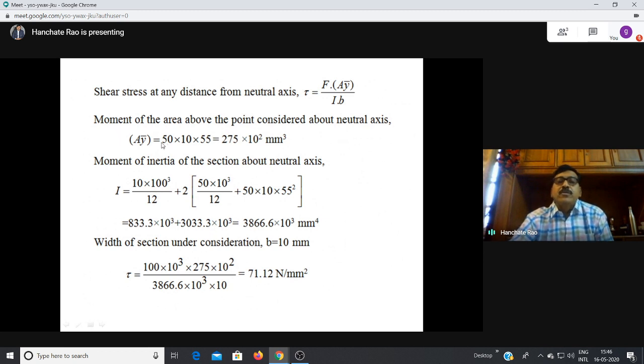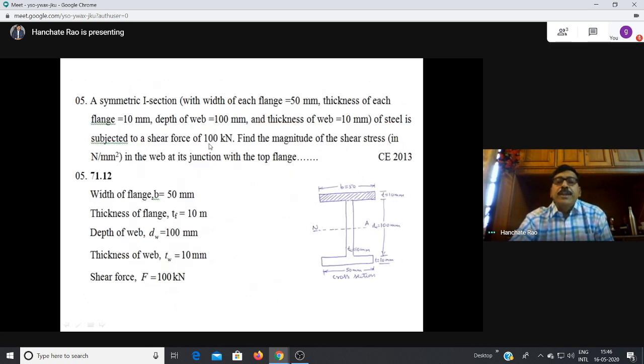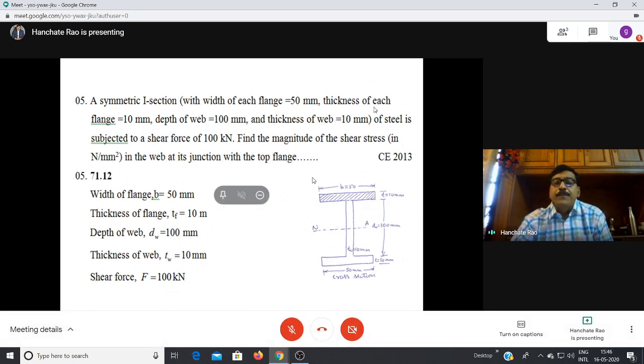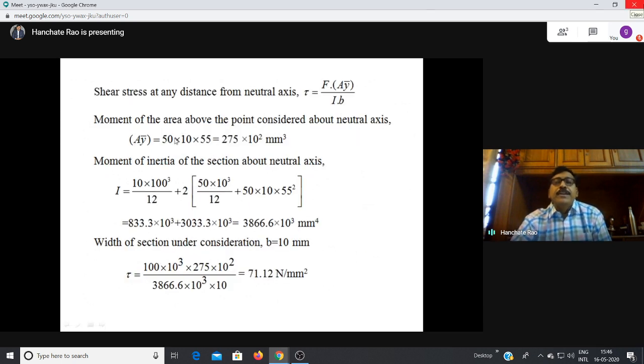So Ay bar is equal to 50 into 10. That is this area, 50 into 10. Moment about the neutral axis: this depth is 50 plus half of this 10, which is 5, so 55. So 50 into 10 into 55. So this is Ay bar.